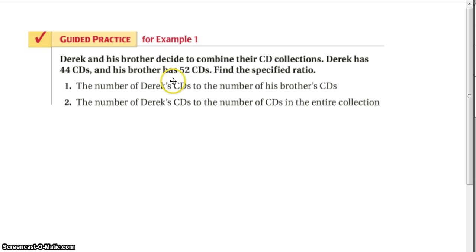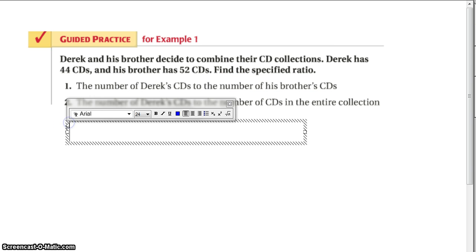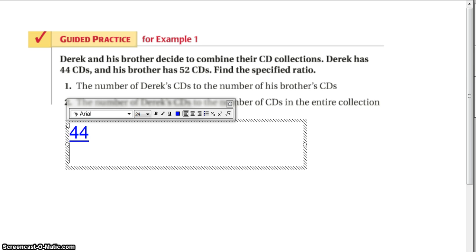So when we think about the number of Derek's CDs to the number of his brother's, pause the video, put down what your best ratio is to describe that relationship. Okay, and when you come back, let's see. Derek's CDs. Derek has 44 CDs, so that would be our numerator. And his brother's CDs, his brother has 52 CDs. Very good. Okay, so if you started with that, you started in the right place.